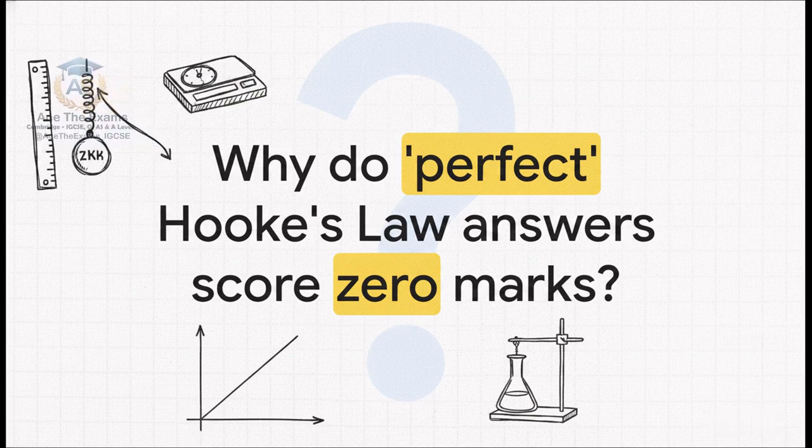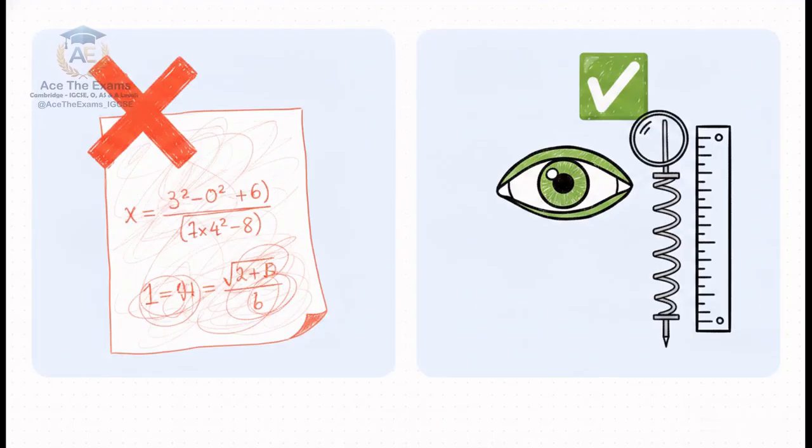See, the examiner isn't testing if you memorize the equation. They are testing if you know how to actually get the data to put into that equation in a real-world laboratory setting. And this brilliantly illustrates the ultimate practical mistake. It instantly puts your grade boundaries at risk. Just look at the difference here.